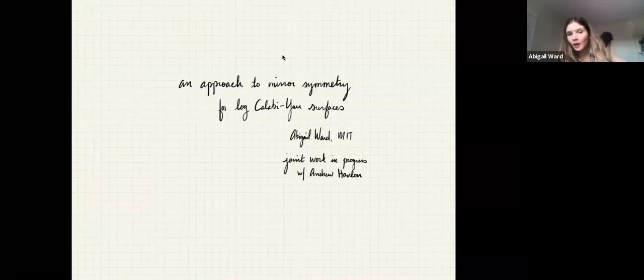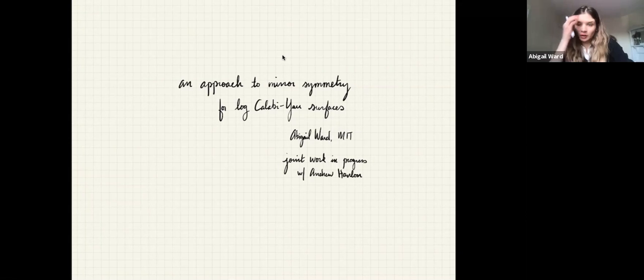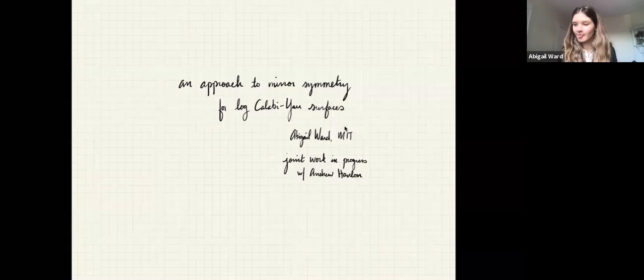So I'm going to talk about an approach to mirror symmetry for log Calabi-Yau surfaces. And this is joint work in progress with Andrew Hanlon. And it's very much in progress, but I think we understand enough now that I can give a semi-informative talk on the subject.